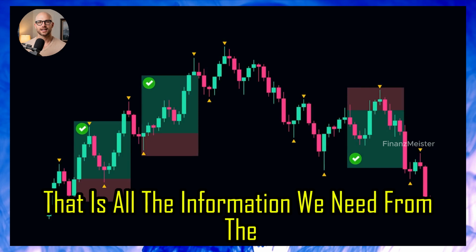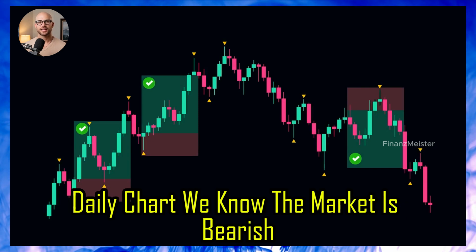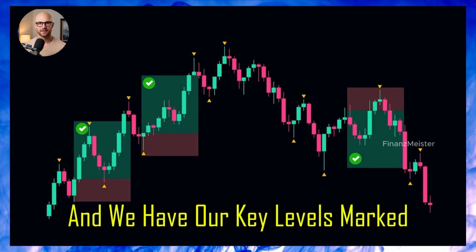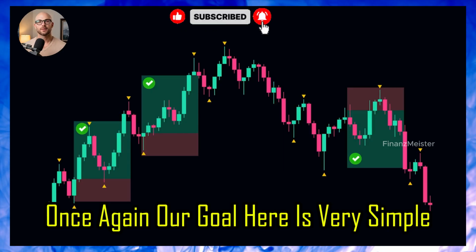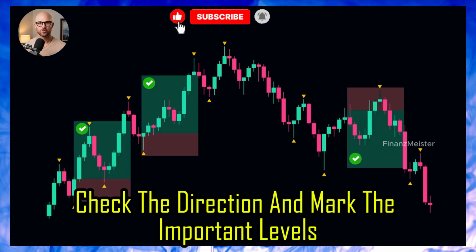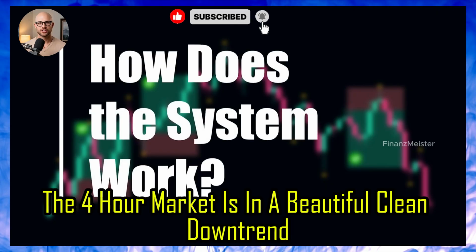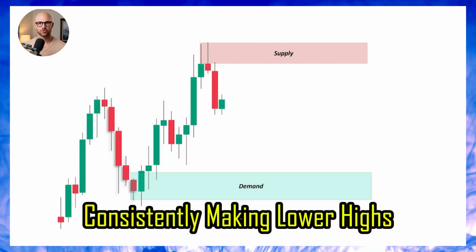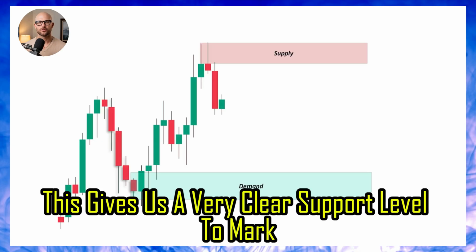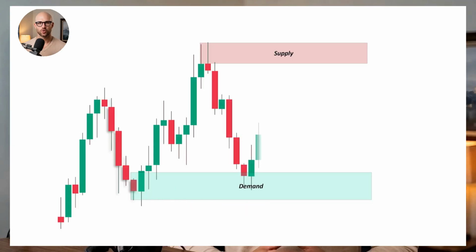That is all the information we need from the daily chart. We know the market is bearish, and we have our key levels marked. Now let's step down to the 4-hour chart. Once again, our goal here is very simple. Check the direction and mark the important levels. The 4-hour market is in a beautiful, clean downtrend, consistently making lower highs and breaking through lower lows. This gives us a very clear support level to mark on our chart.